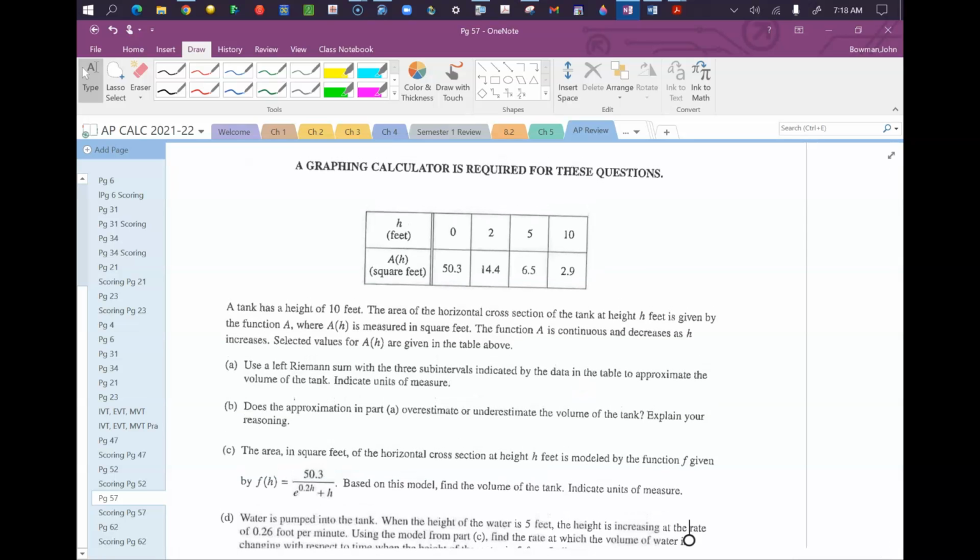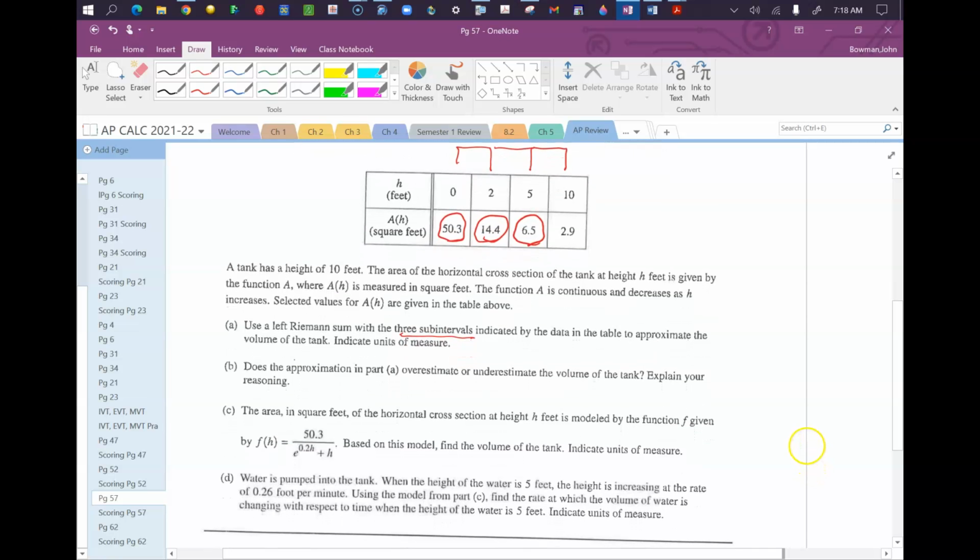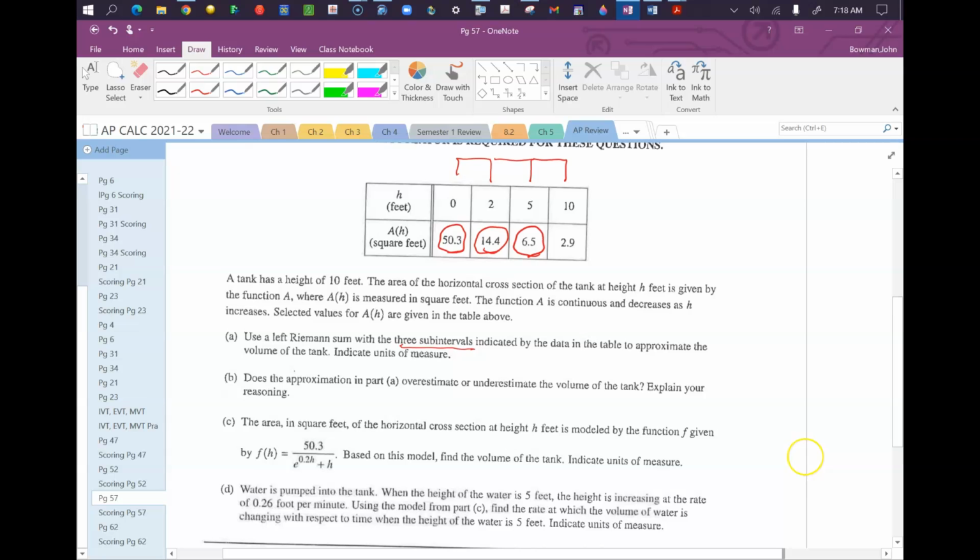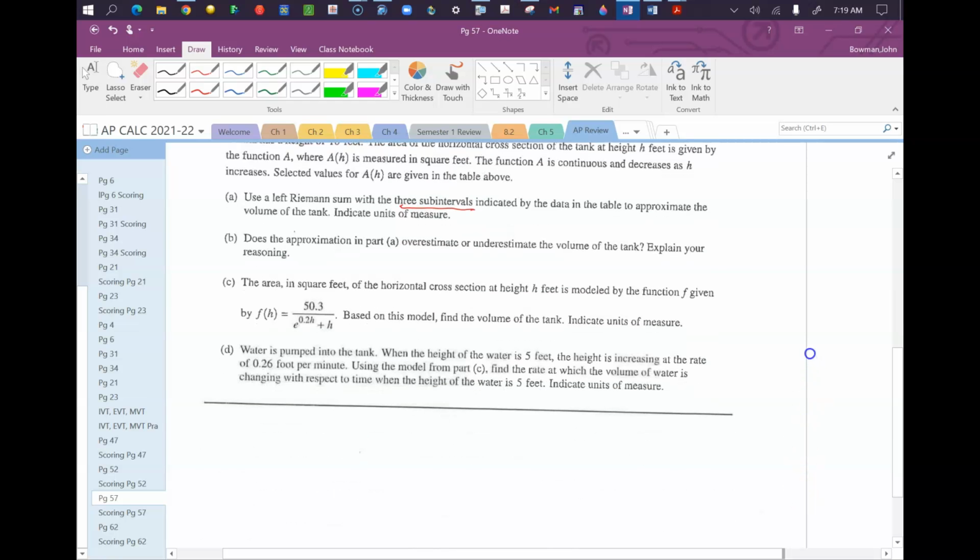Okay, so a left Riemann sum means that we're going to make rectangles based on the height of the function's left-hand side. We're also told 3 subintervals. So our subintervals are going to go from 0 to 2, 2 to 5, and 5 to 10. The heights that we are going to use are the left-hand side of the intervals, the value of the function at that time. So what we're going to do is take the width of the interval times the corresponding height. So 2 times 50.3, 3 times 14.4, and 5 times 6.5.